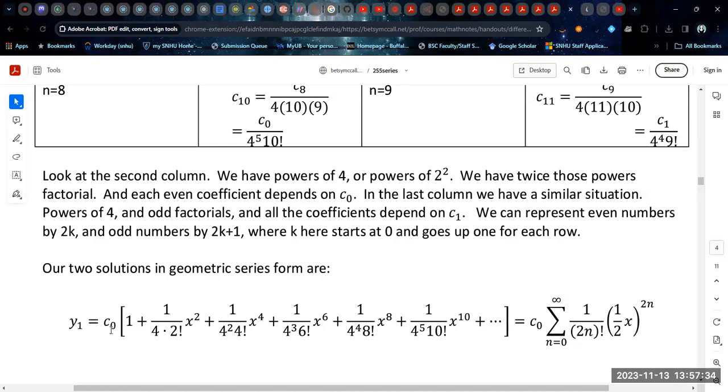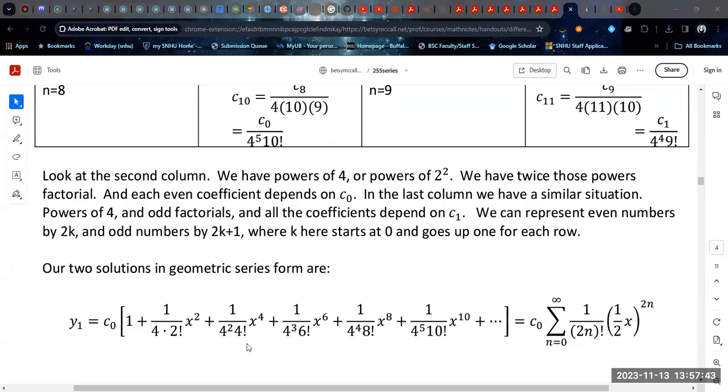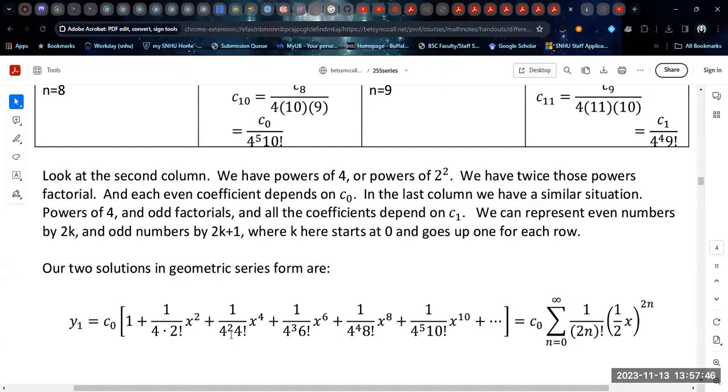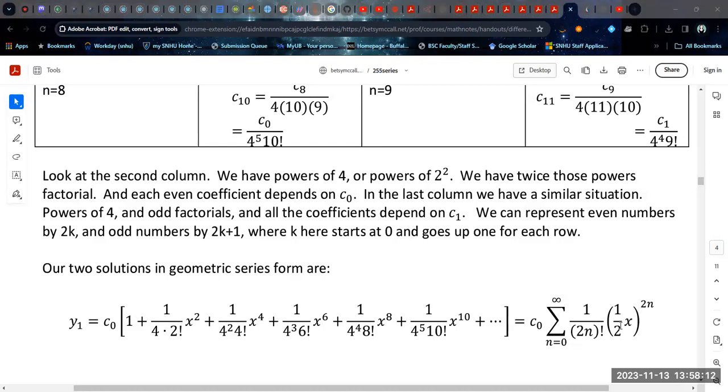So if we look at our C0 terms, again, we can see that we have our 2n factorials, 0 factorial, 2 factorial, 4 factorial, 6 factorial, etc. And then these 4s I can rewrite as 1/2 squareds in the denominator. And that will get me my 2n power as well. And then my x's are going up from x0, x2, x4. They're going up by powers of 2 as well.